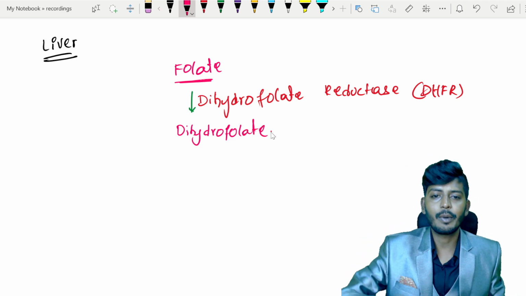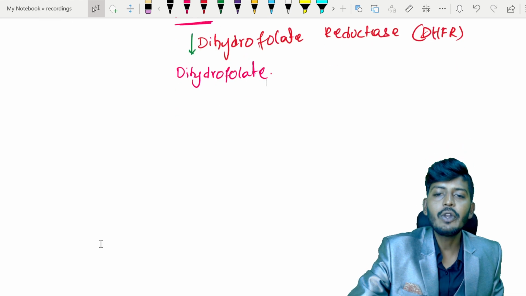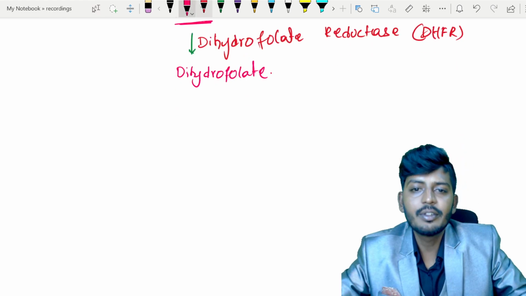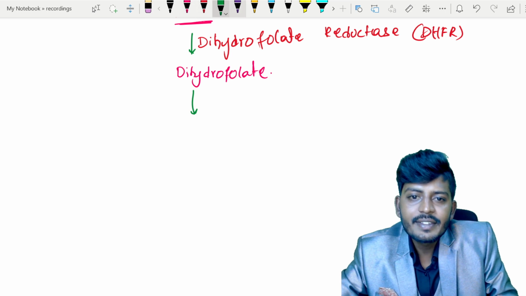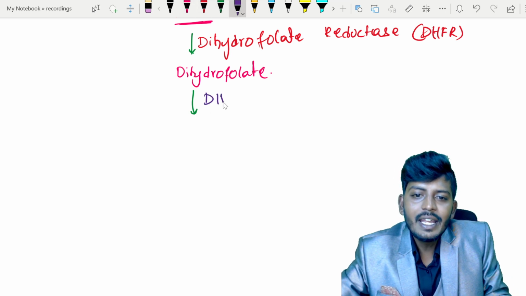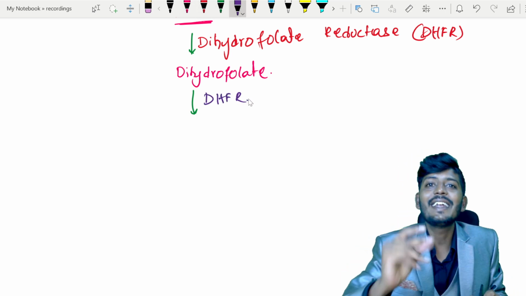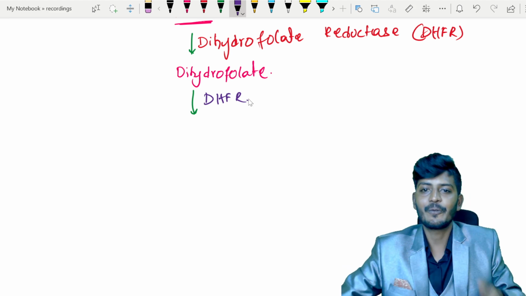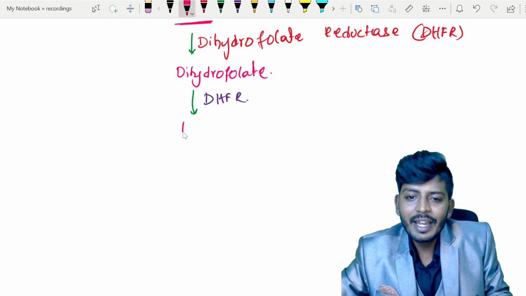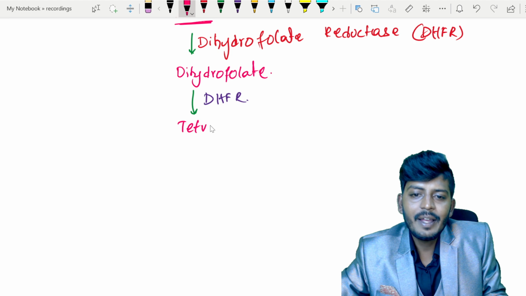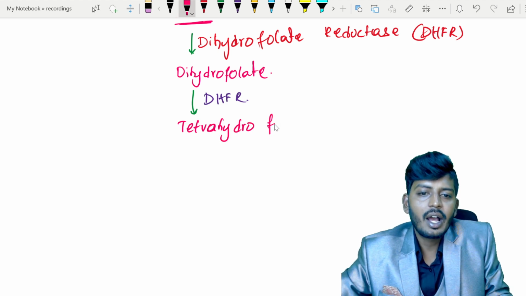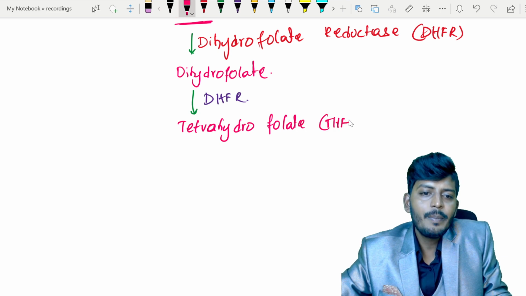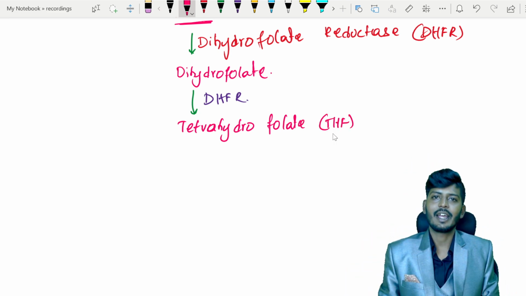This is also a very important point. Okay, so this dihydrofolate, my dear students, what happens to this further? Let's see. This dihydrofolate, under the influence of the same enzyme, that is DHFR, will get converted into tetrahydrofolate. From here onwards, I will be using the short form THF for tetrahydrofolate.